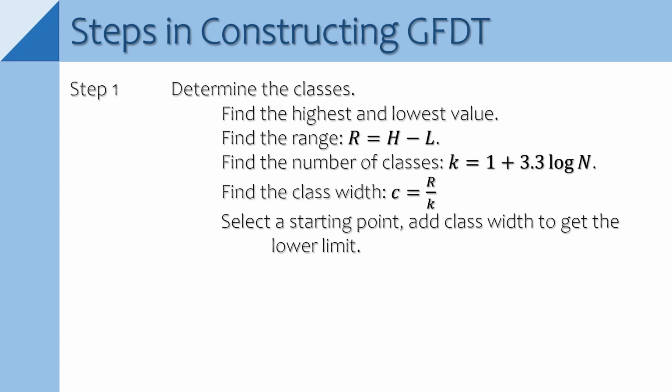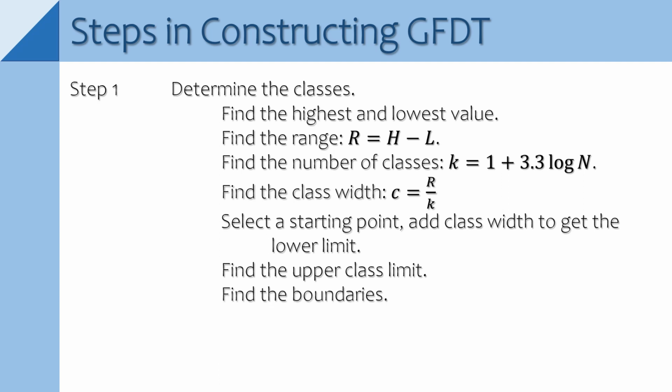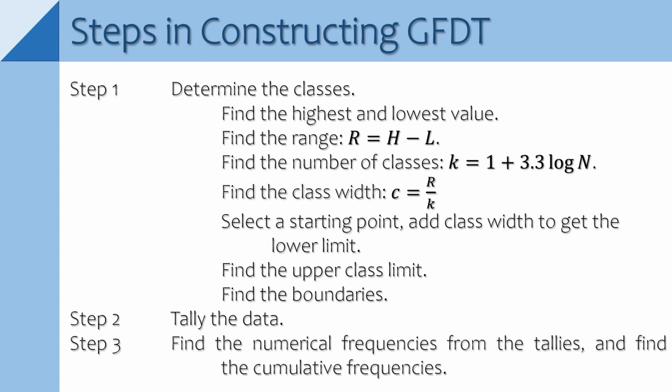And then select the starting point, add the class width to get the lower limit. Most likely the starting point is the lowest value. And then find the upper limits. I'm going to teach you how to get the upper limits and then the class boundaries. For step 2, tally the data, and then for step 3, find the numerical frequencies from the tallies and find the cumulative frequency and even the class mark.